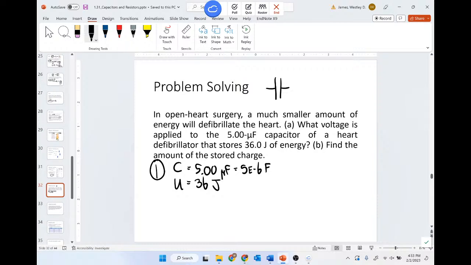There's no other numbers in our problem. If we end up needing more numbers, we can always come back and investigate. But what are we solving for? It says what voltage? What voltage? So V equals question mark. Step 3, we just find the equation that relates these.